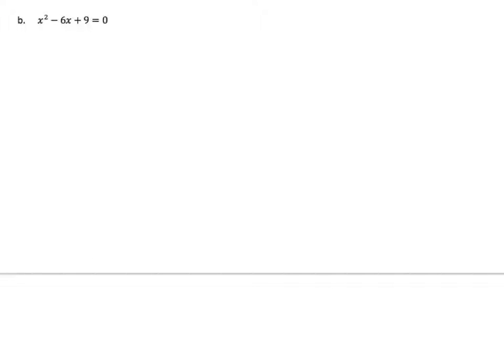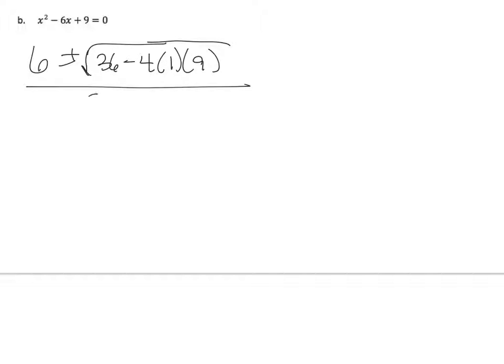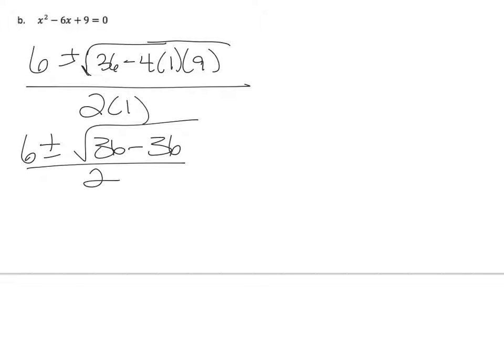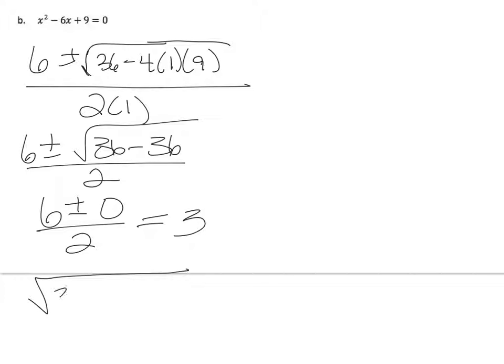Alright, let's try the next one. x squared minus 6x plus 9. Negative b, plus or minus the square root of b squared minus 4 times a times c, all over 2a. I get 6 plus or minus the square root of 36 minus 36, all over 2, which gives me 6 plus or minus 0 over 2. I get an answer of 3. It's one real solution, it's 3. The discriminant was 36 minus 36, which is 0. That was the discriminant, and that is our one real solution. We're almost to the pattern.